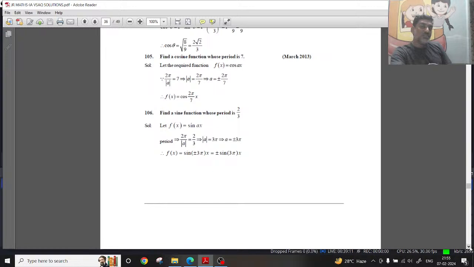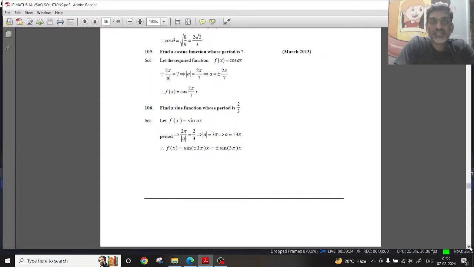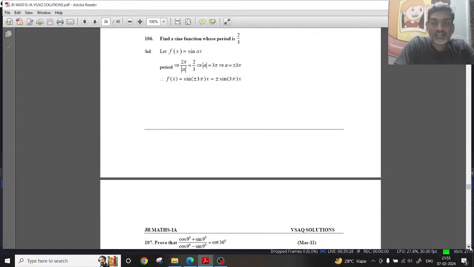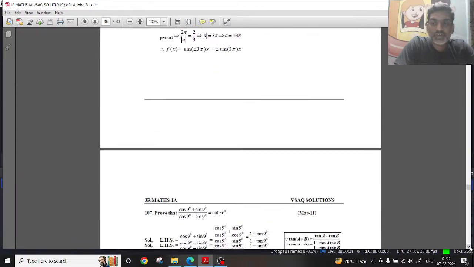Find a sine function whose period is 2 by 3. F of x equals sin ax, then the period will be 2 over 3, so the sine function will be sine of 3 pi x, same as 105. But that model is important. When the period is given, calculating the trigonometric function is an important model.